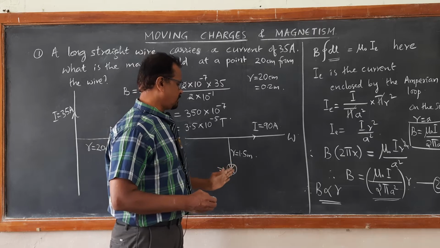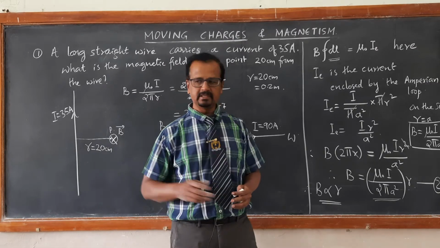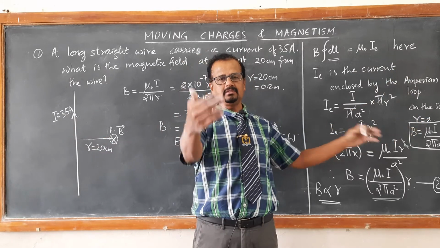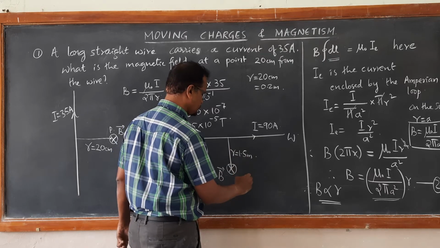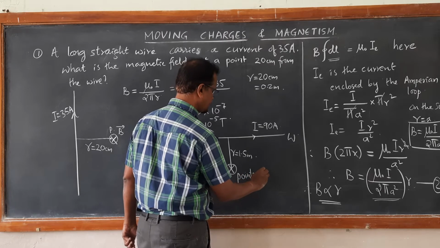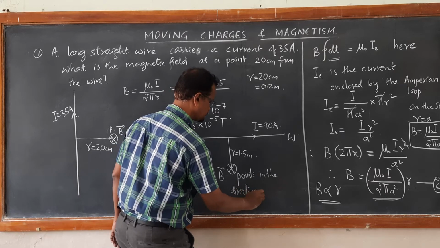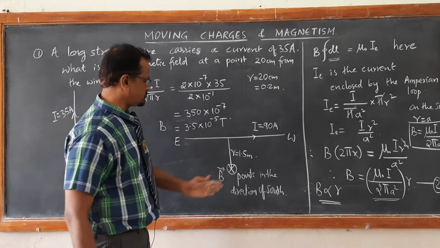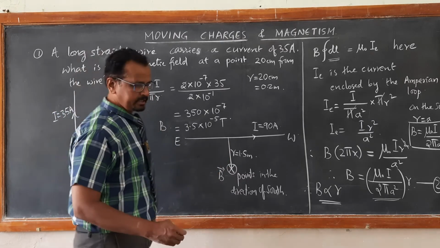The direction is perpendicular to east-west. So, if this is east and this is west, then this becomes north and the back side becomes south. So the magnetic field is pointing north-south, perpendicular to this, pointing inwards. This can be very easily calculated as we have done here.